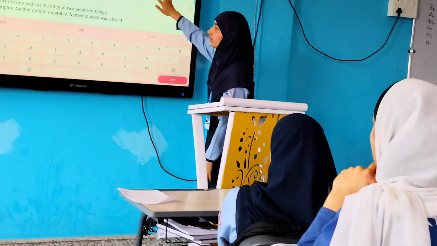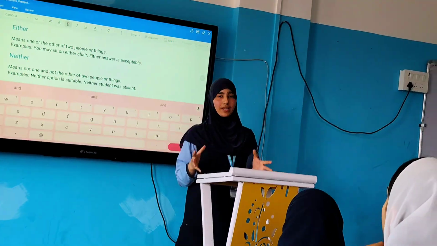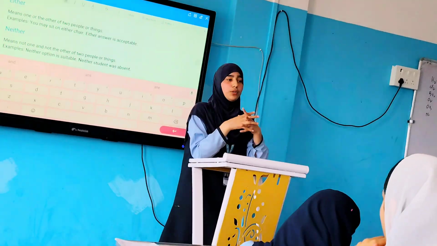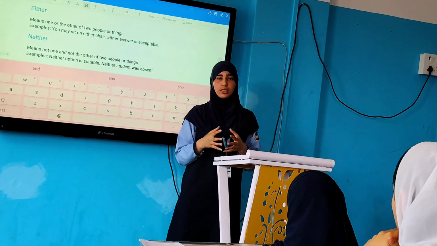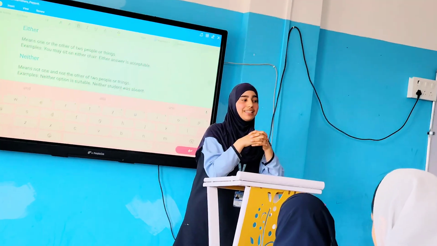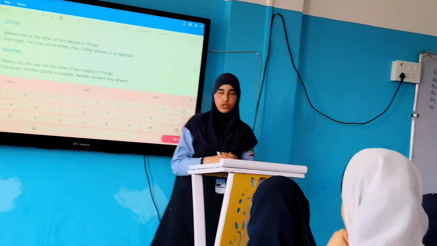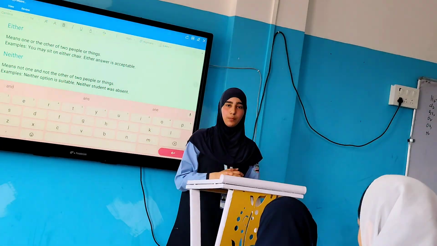Now, the next distributive that we have is either. When we have two choices, we use the distributive either. That is when we use either. When we have to choose one or the other of any two choices or any two options, either is used. For instance, you can choose either pen.